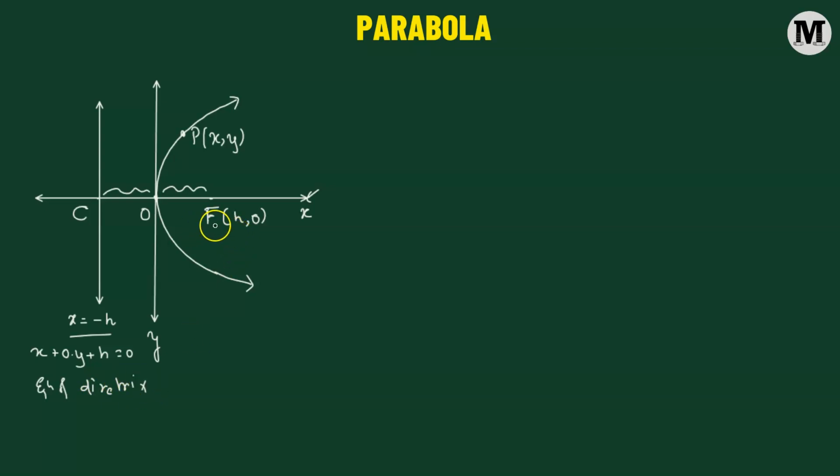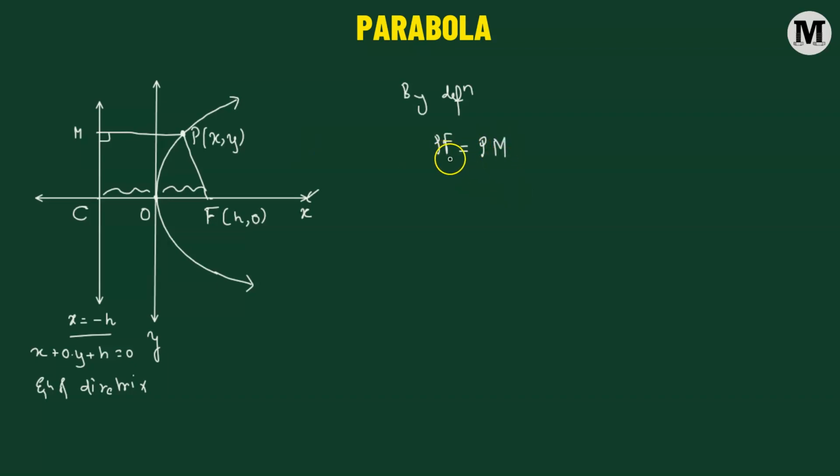We have the coordinates of the focus, which is h, 0, and we have that coordinate point P. Now by definition, we know that PF, so if we join P and F, this length is exactly going to be equal to the perpendicular distance of the point P from the directrix. So let's call the line meets the directrix at M. So PF will be equal to PM.